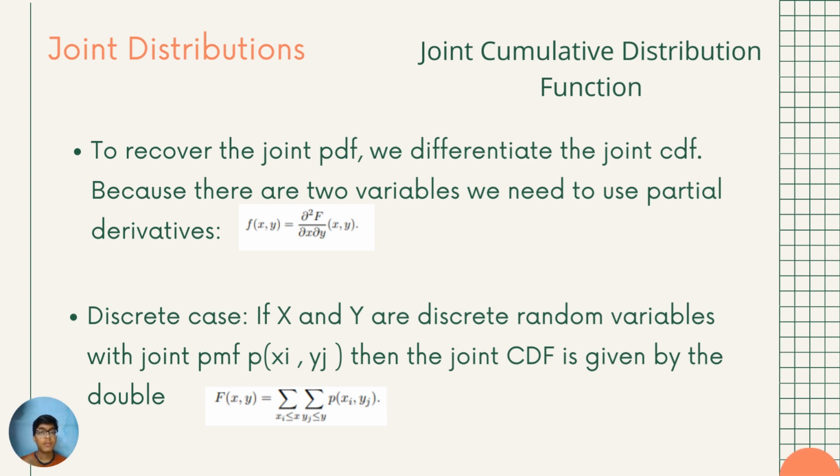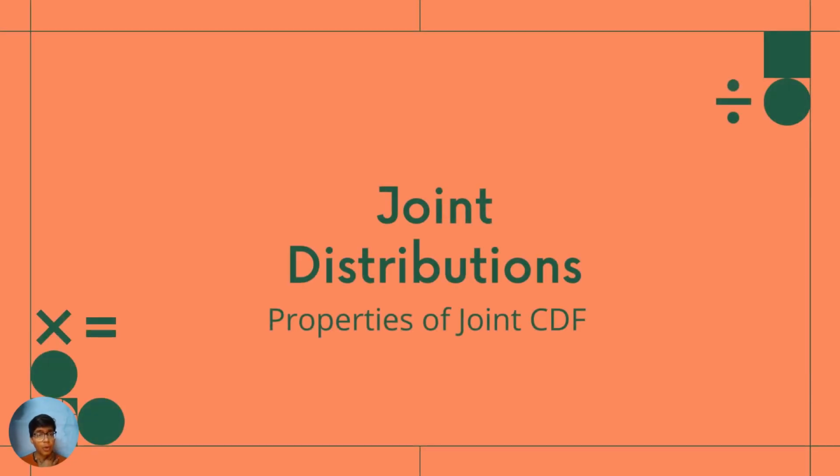To recover the joint PDF, we differentiate the joint CDF. Because there are two variables, we need to use partial derivatives. f of x comma y is equal to the second partial derivative of F, with respect to x and y, at x comma y. Discrete case. If capital X and capital Y are discrete random variables with joint probability mass function p of xi comma yj, then the joint CDF is given by the summation. That is, capital F of x comma y is equal to the sum over xi less than or equal to x and yj less than or equal to y of p of xi comma yj. Let's talk about properties of joint distribution.